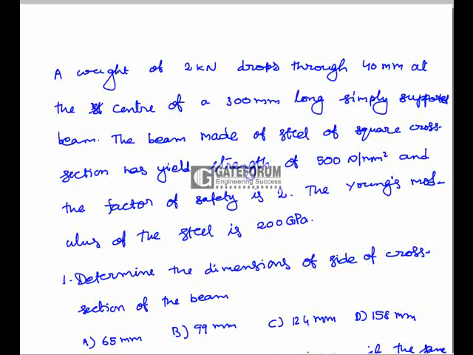A weight of 2 kN drops through 40 mm at the center of a 300 mm long simply supported beam. The beam, made of steel of square cross section, has a yield strength of 500 N per mm square and the factor of safety is 2. The Young's modulus of the steel is 200 gigapascal.